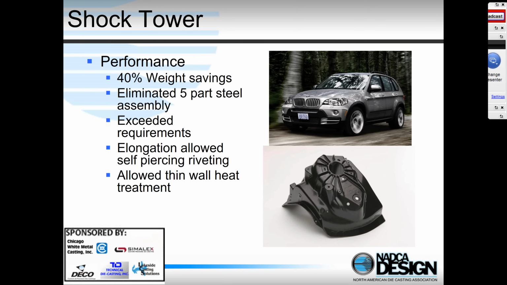And this is interesting. It was attached to the subframe using self-piercing rivets. You can't do that with conventional die casting, because conventional die castings don't have enough ductility. But again, with these high integrity processes, you can get maybe 50% elongation in the casting, and so you can assemble it in that way.